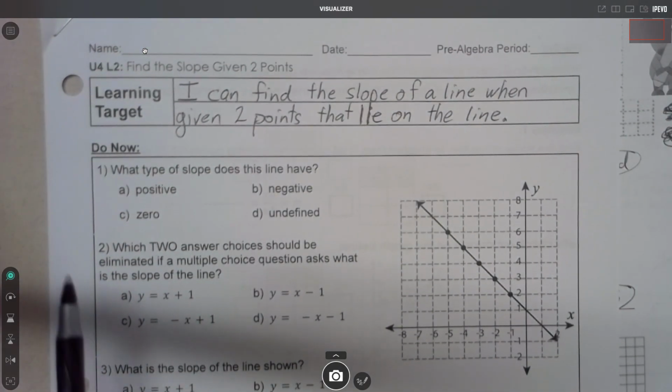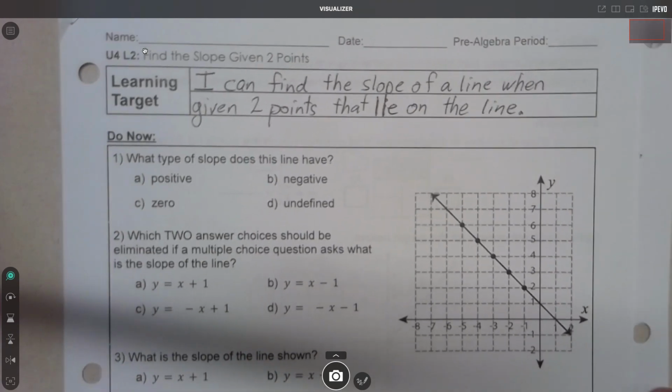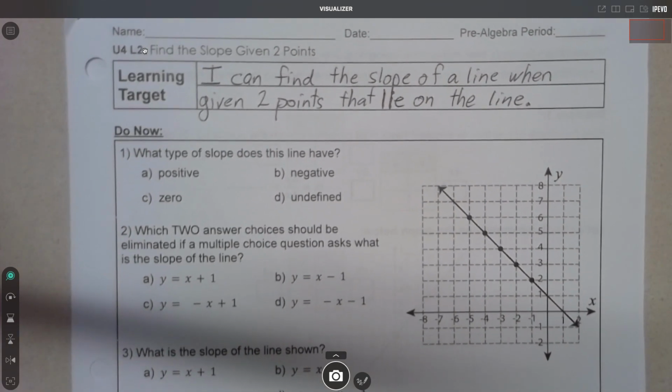Please write the learning target, then pause the video and try the do now on your own independently. Pause the video, try it, and then come back and check your answer.